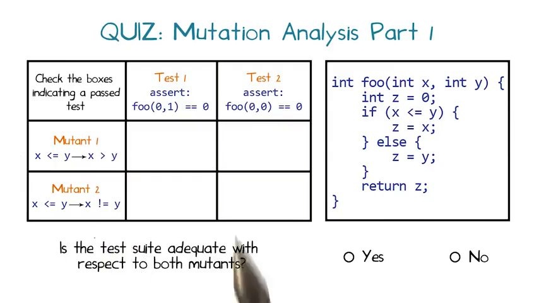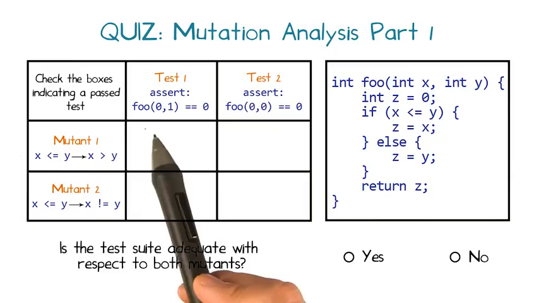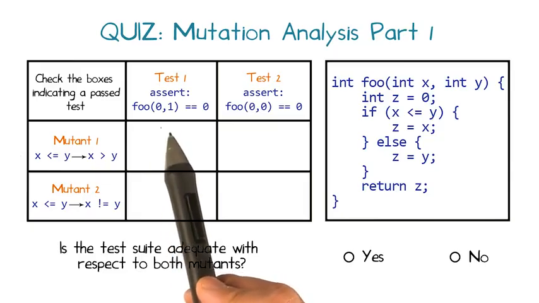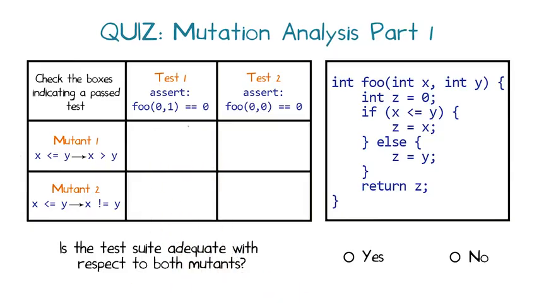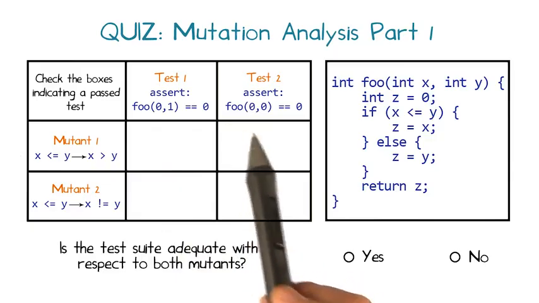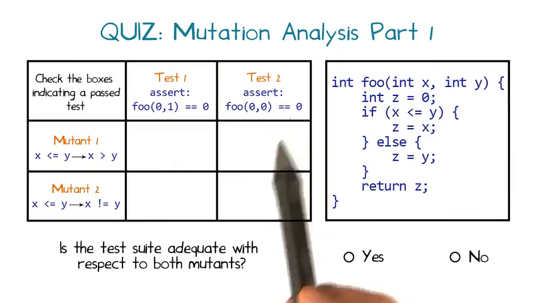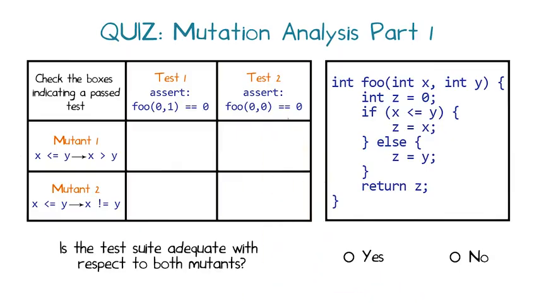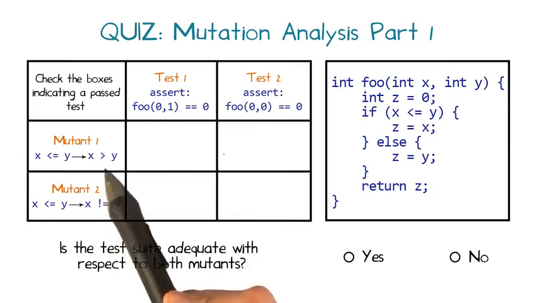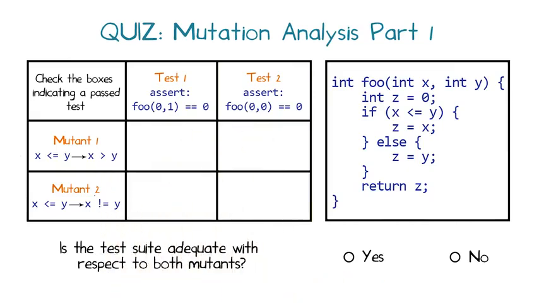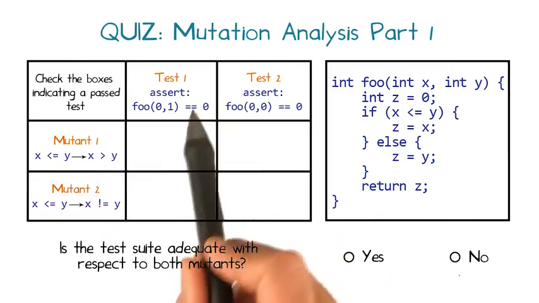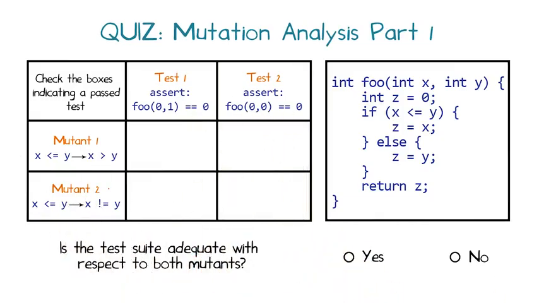Let's consider the following test suite comprising these 2 tests. The first one asserts that foo applied to arguments 0 and 1 returns 0, and the second asserts that foo applied to arguments 0 and 0 also returns 0. Note that the original function foo will pass both of these tests. Check the boxes in this table to indicate which mutants pass which tests. Then answer the question with either yes or no. Is this test suite adequate with respect to these 2 mutants?